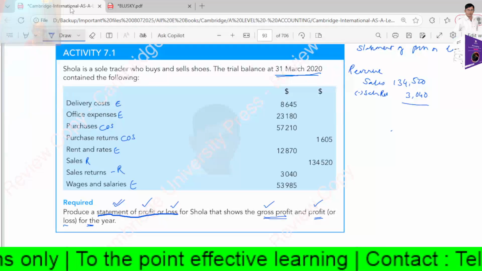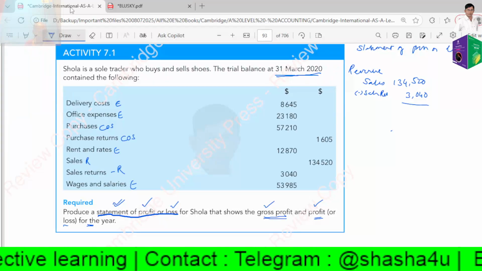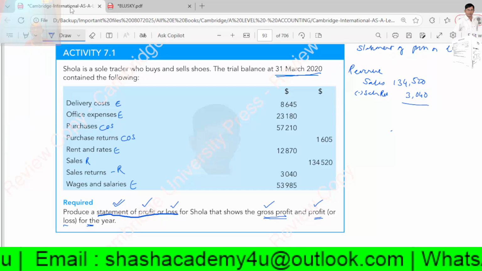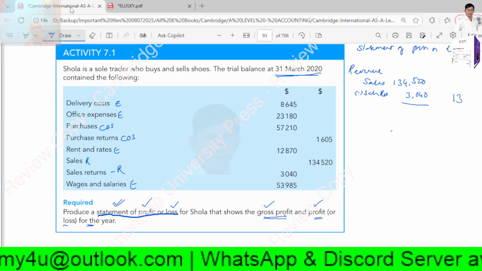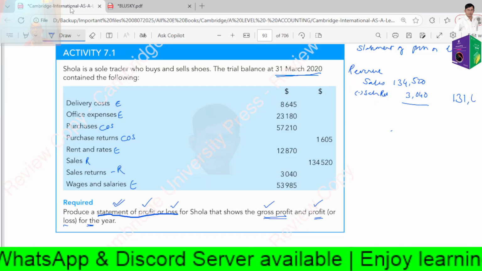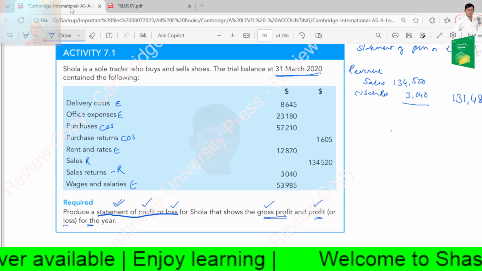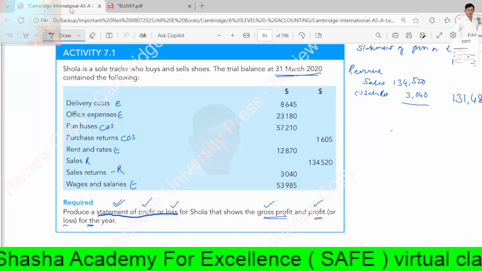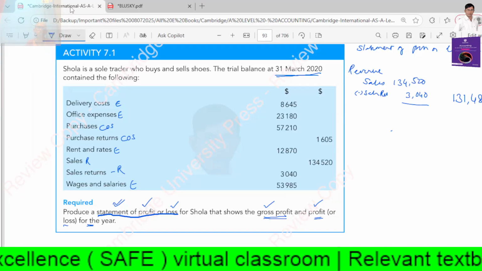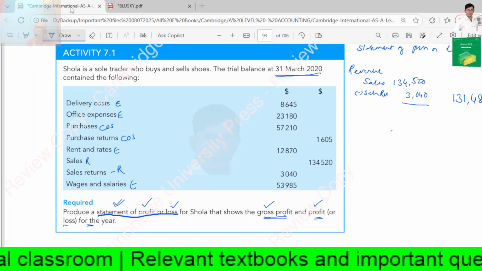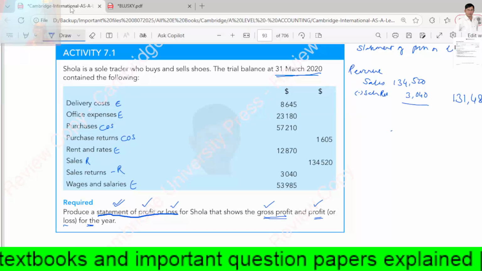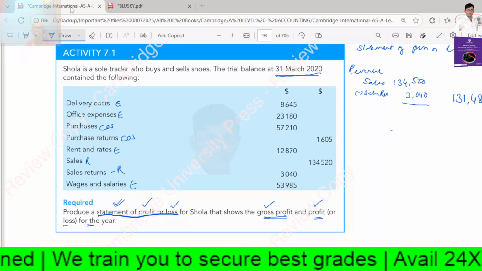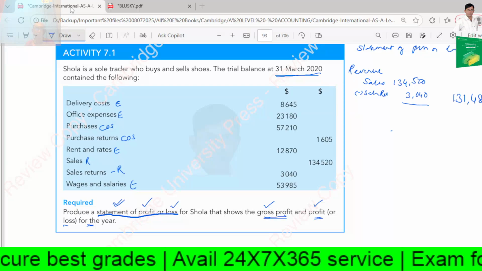134520 minus 3040 is 131480. Remember, this is revenue. So you have to write the details like this in an inner column, and the amount whatever you get is revenue. If only revenue is there, you can just write like this. If there is say sales return, you can write that. If it is not there, you can just leave it. So revenue and sales are one and the same. They are used interchangeably.